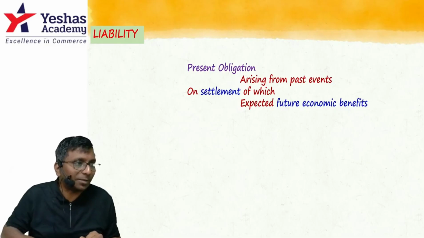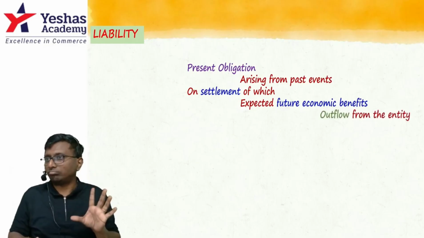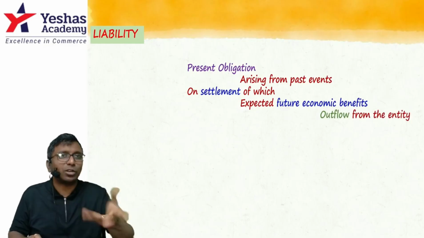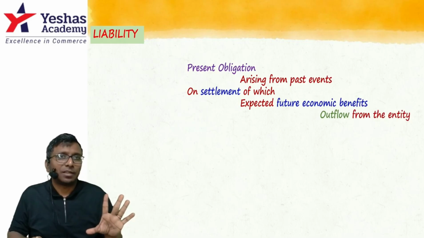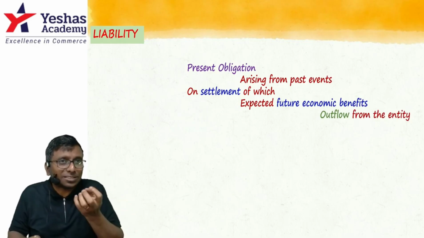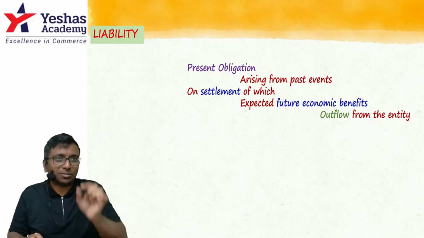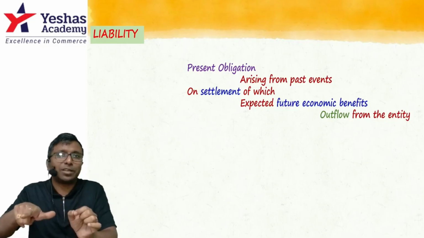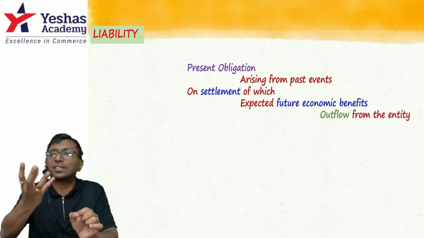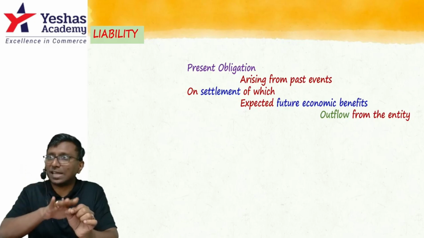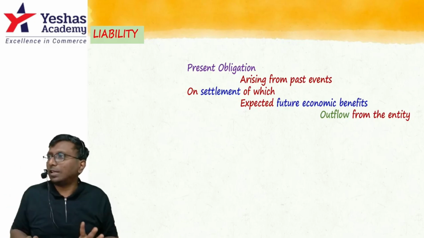So what do you say? Past event. Past event is a binding event. You have to settle it. You don't have a choice here. And the past event is the trigger. Past event occurred. That's why I became liable today. You will not become liable just like that. Something has happened. That's why you became liable.